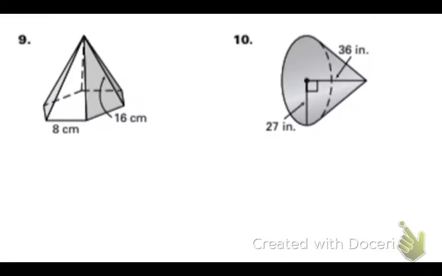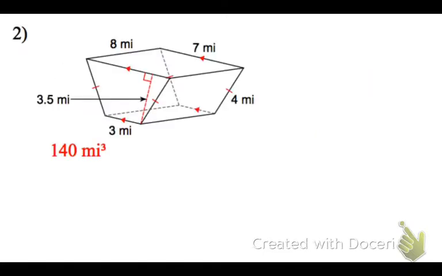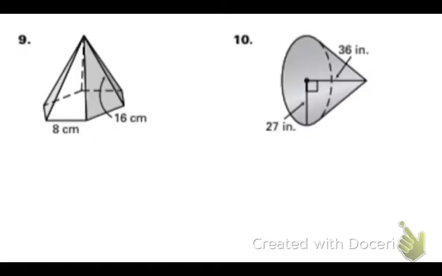Okay, 9. Now, this guy is tricky. The number 9 is a little bit tricky, but that's okay. And here we have a pyramid because the base is a hexagon, 1, 2, 3, 4, 5, 6, and it comes to a point at the top. So this is definitely a pyramid. And the formula for the surface area of a pyramid is equal to the area of the base plus 1/2 the perimeter times the slant height.